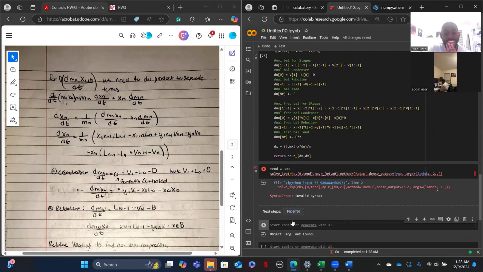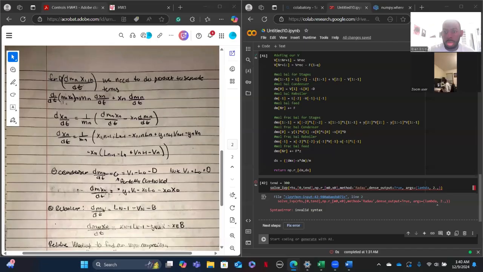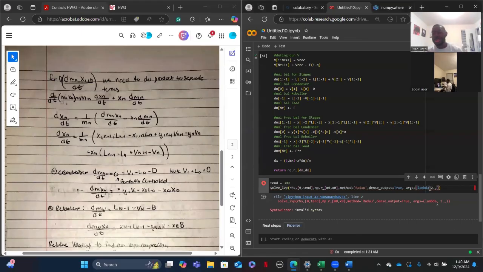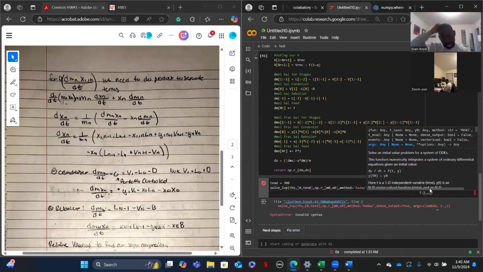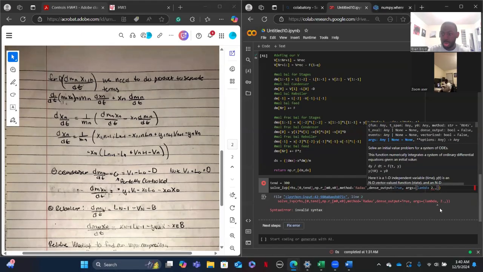I'll be right back. Okay, so I checked. Lambda is a function with respect to time. So we had to do t for time with respect to that, and then put our two vectors. So that's why it was not working.